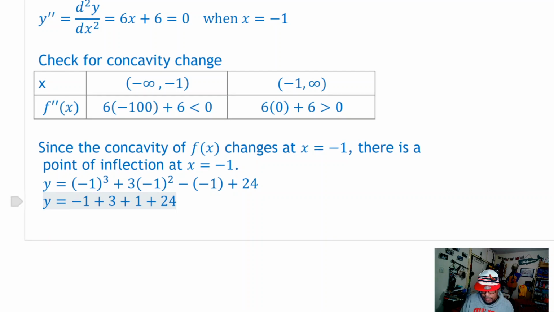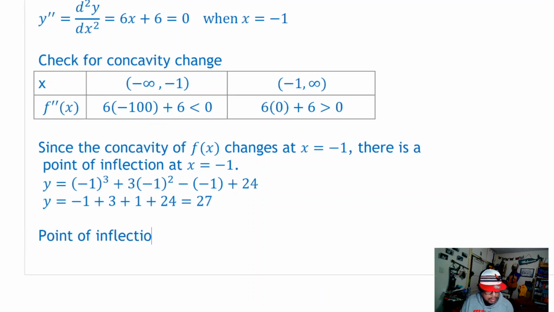That looks like 27 to me. That's 27. So our point of inflection, let's write that point of inflection is -1 and 27.